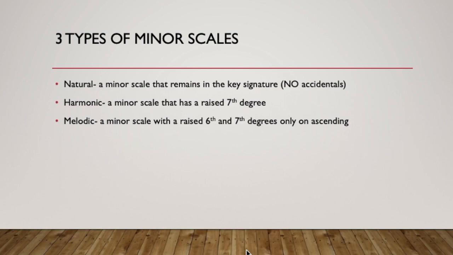All right, let's talk about the other 2 types of minor scales that we will be covering in this class. So I already talked about natural. Now we have a harmonic minor, which is like a natural minor scale, but the 7th degree of that scale is raised a half step. And then we have the melodic minor scale, which is like the natural minor, but on the way up, we will raise the 6th and 7th degree of that scale by a half step. Coming down, we will stay within the key signature. So they'll be lowered back down a half step.